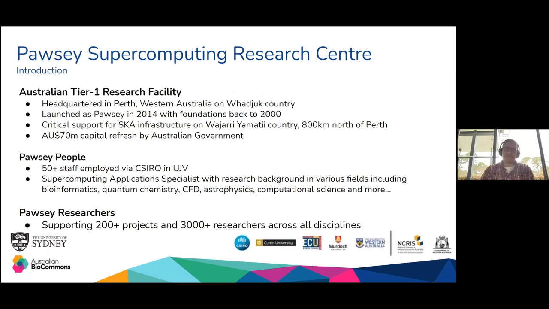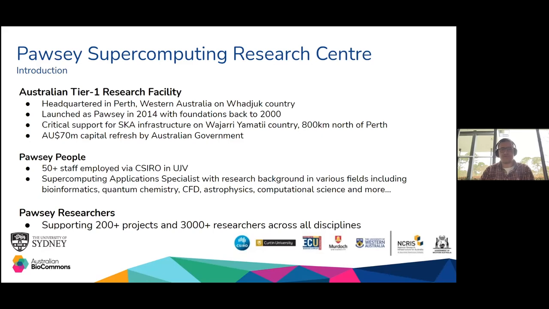Just to introduce, Pawsey Supercomputing Research Center is located in Perth, Western Australia. We are a Tier 1 supercomputing facility. We were launched at Pawsey in 2014, but with foundations back to around 2000. And just recently, we have been supported by the Australian government to run a capital refresh project of all our computational and data resources through a 70 million grant that will have quite significant implications to the services that we do provide, and I will go through that today during this short presentation.